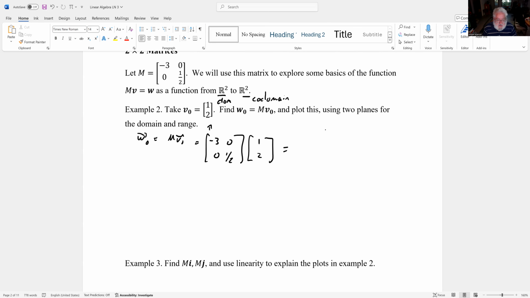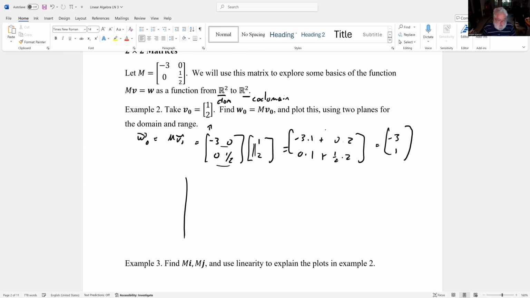-3 times 1 plus 0 times 2, right? So this row times this column. And then the second element is this row times this column. So 0 times 1 plus 1/2 times 2. You get -3, 1.